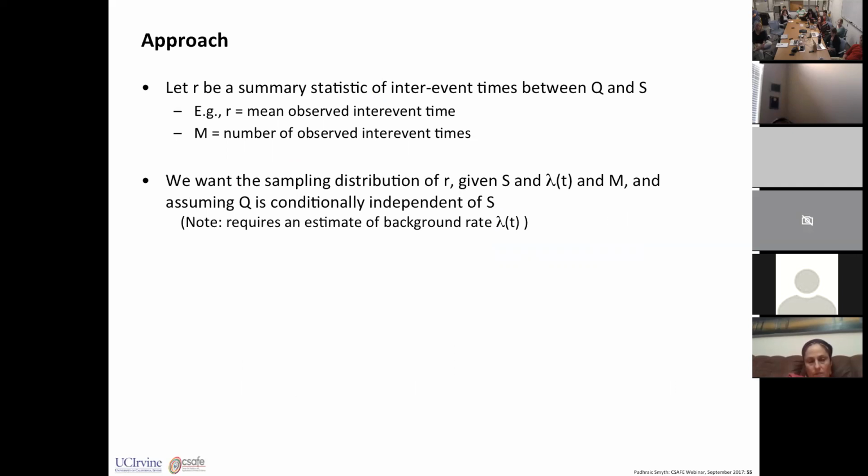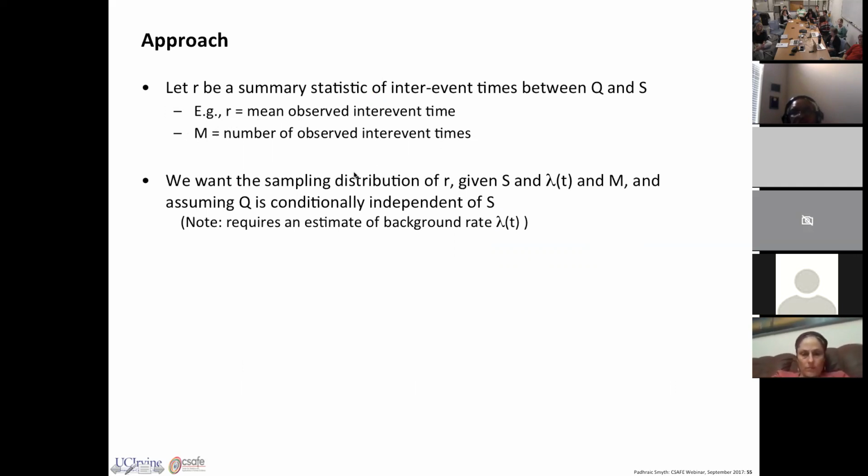So we can use this idea then to see if, given two streams, let's come up with some summary statistic. As before, we're going to use the mean observed inter-event time between Q and S. And we're going to have M of these. That's the number of events in Q.